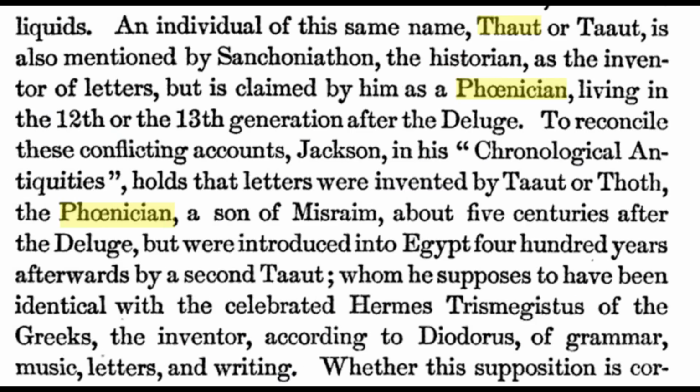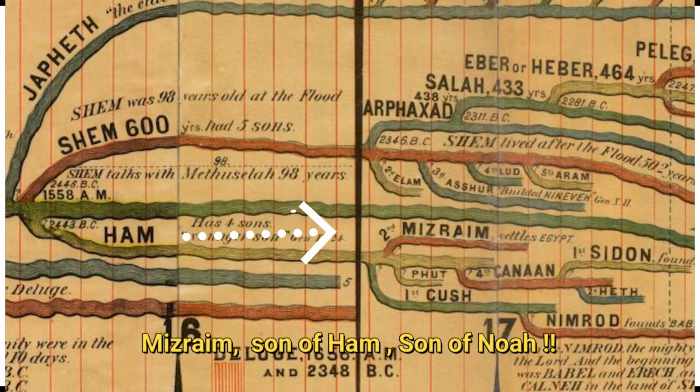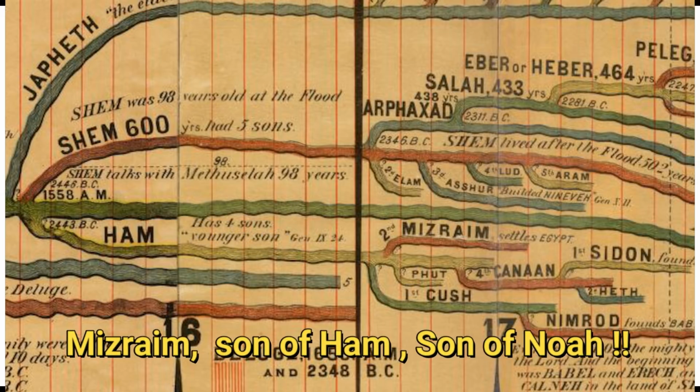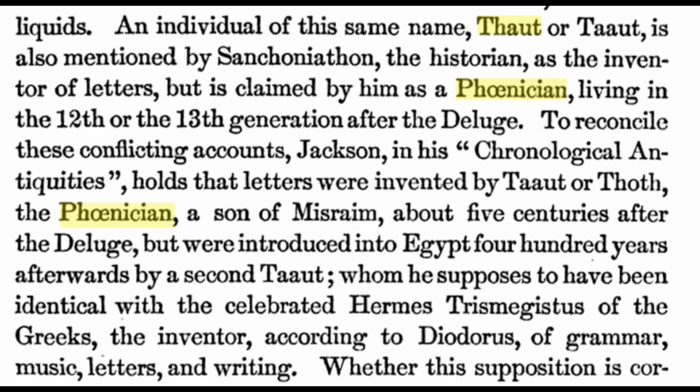It says, to reconcile these conflicting accounts, Jackson in his chronological antiquities holds that letters were invented by Thoth, the Phoenician, a son of Mizraim, about 5 centuries after the deluge, but were introduced into Egypt 400 years afterwards by a second Thoth, whom he supposed to have been identical with the celebrated Hermes Trismegistus of the Greeks, the inventor, according to Diodorus, of grammar, music, letters, and writing, like I just said.